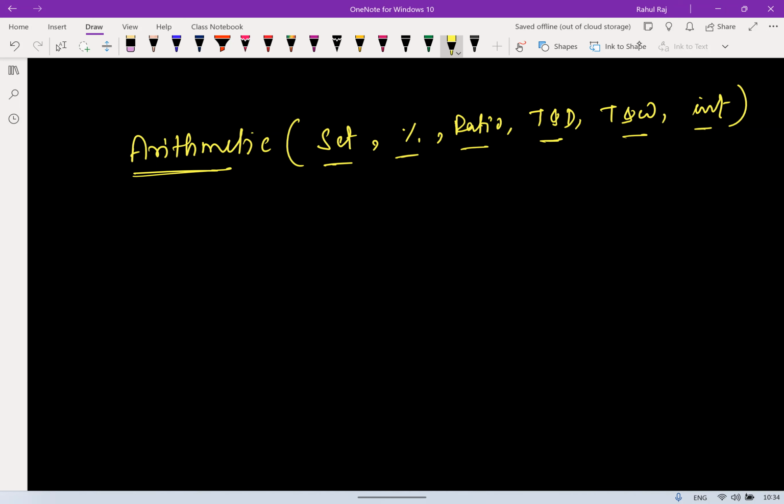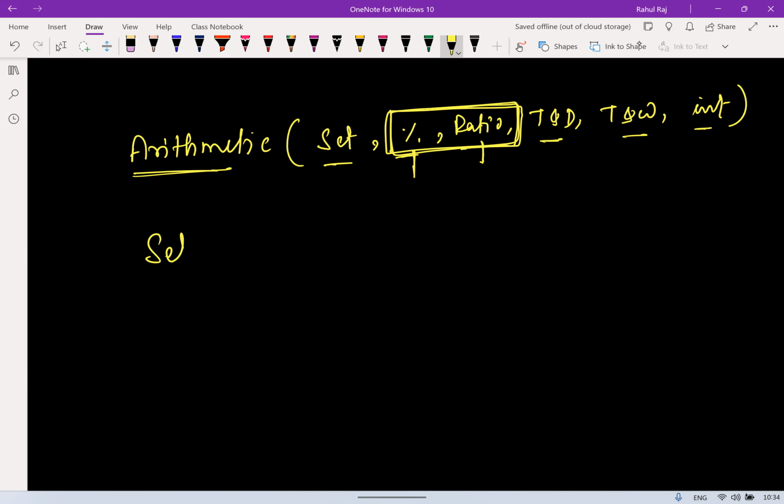So please understand this is one chapter which requires a huge practice. Technically, there is no concept involved here. You know what is percentage, you know what is sets, you know what is ratio. Ratio and percent are nothing but exactly the same thing. It is just a different way of interpreting that it is a percentage or it is a ratio. So this one chapter requires humongous practice.